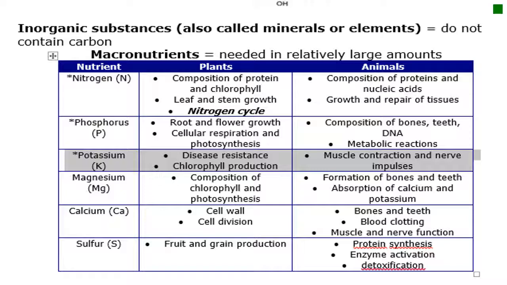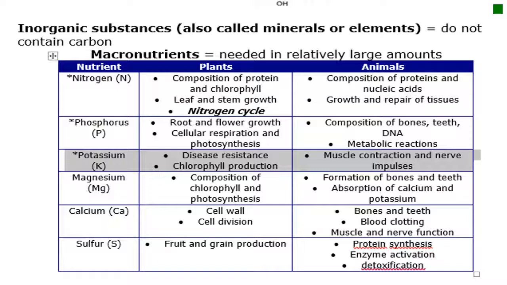Okay, in fact, you should know what each of these nutrients do in both plants and animals, right? In plants, nitrogen is going to make up protein, it's going to make up the chlorophyll, and it's involved in the nitrogen cycle. Whereas in animals, we'll find nitrogen in protein, and we'll find it in nucleic acids. So nitrogen is involved in the growth and repair of cell tissue, but it's also involved in inheritance as well.